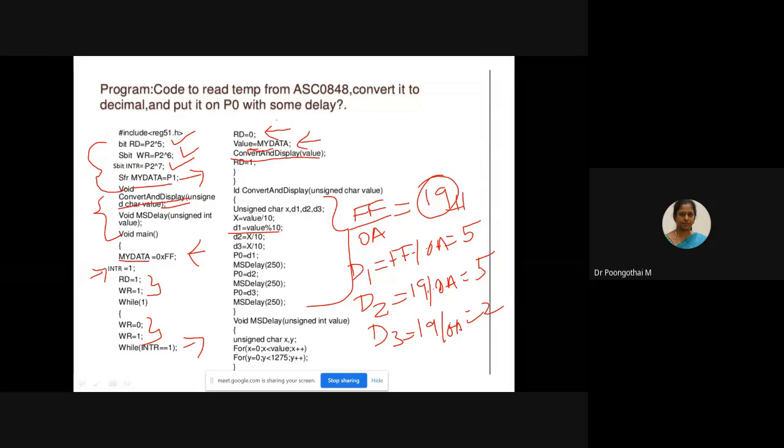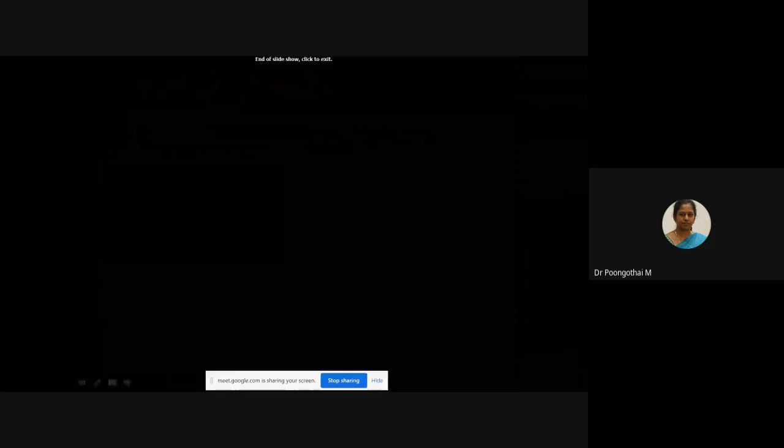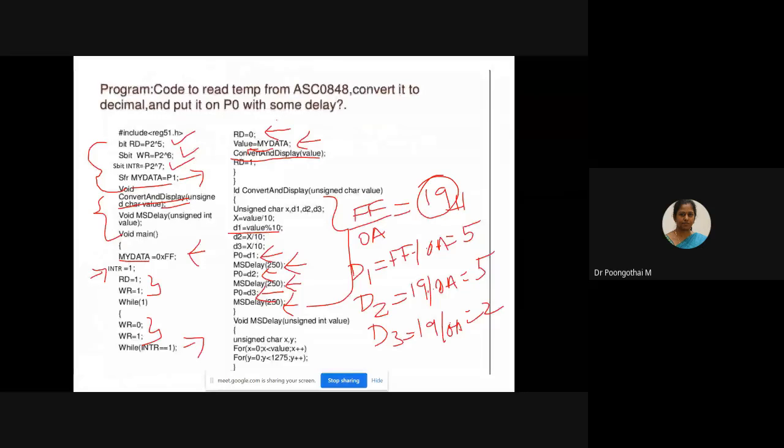After calculating the value, you have to move D1 to P0 and generate a delay. Next D2, generate delay. D3 to P0, generate delay. So this code is very similar to your assembly code. The only difference is that, based on this interfacing diagram, you have to assign your variables. So here P2.5, 2.6, 2.4 and 2.7 are utilized. Any other doubts?